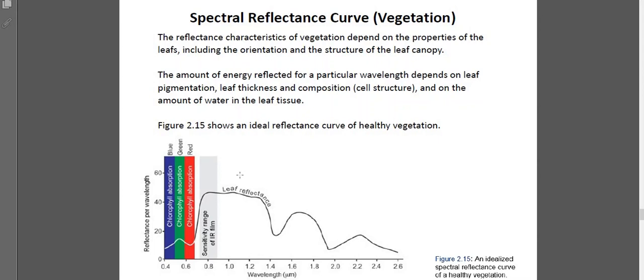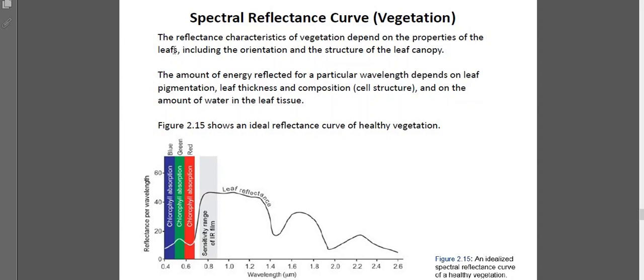I want to get your attention here that the reflectance characteristics of vegetation depend upon properties: leaf size, the water moisture content in the leaf, the temperature in the leaf, the color of the leaf, orientation of the leaf, density of the leaf, canopy and structure, and many more. So the amount of energy reflected for a particular wavelength depends on leaf pigmentation, thickness and composition. So these are more agronomic and physiological structures.